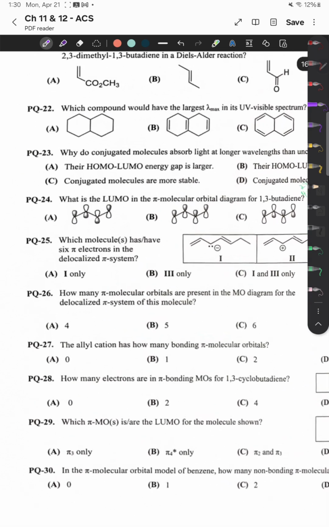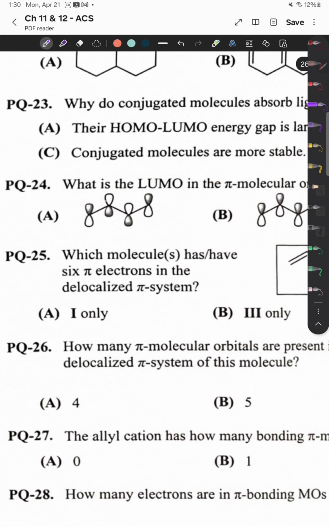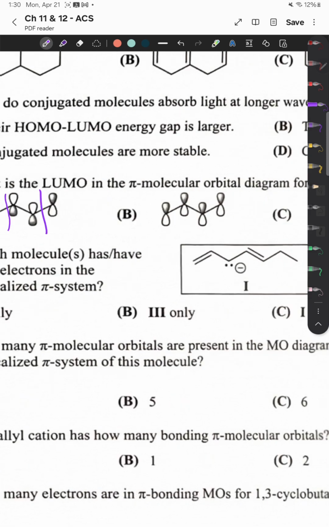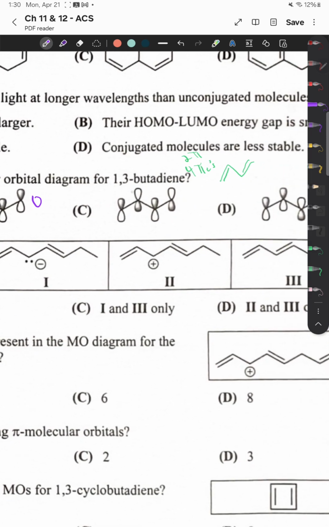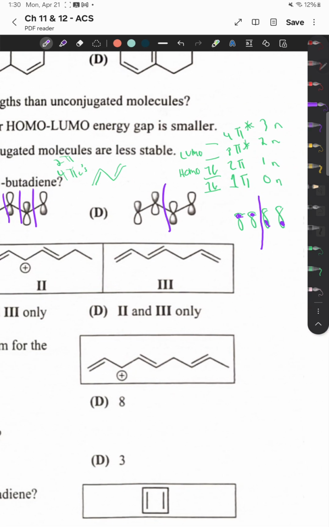So let's start from A. We can see that this one has 2 nodes, not what we're looking for. This one has 0 nodes. This one has 1, 2, 3 nodes. And this one has 1 node. We're looking for 1 node, so D is our answer.